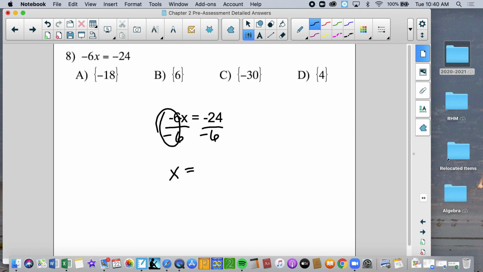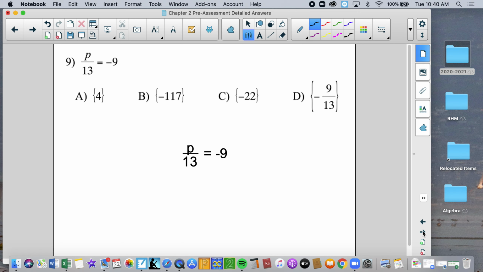That's why we isolate the variable x. And negative 24 divided by negative 6 gives me positive 4. A negative divided by a negative is always a positive. So my answer is D.